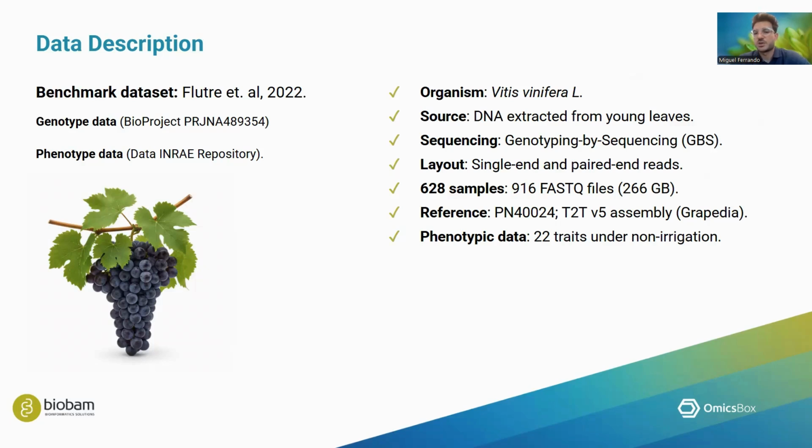For this study, the DNA was extracted from young leaves and then sequenced through genotyping-by-sequencing with Illumina, following a RADSEQ protocol. The layout comprises both single-end and pair-end short reads, with a total of 628 samples across almost 1,000 FastQ files. So it is a large dataset, and it tries to capture the genetic diversity of this species.